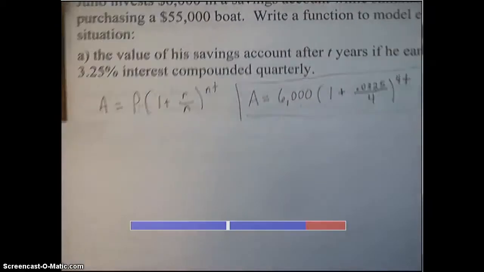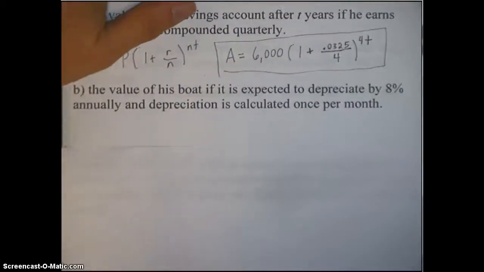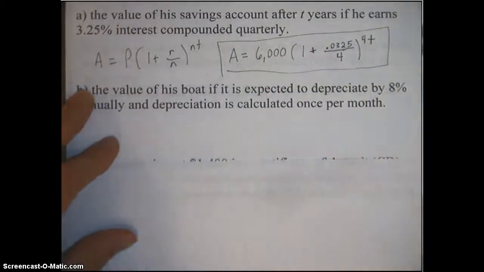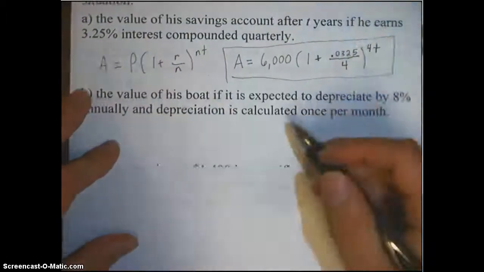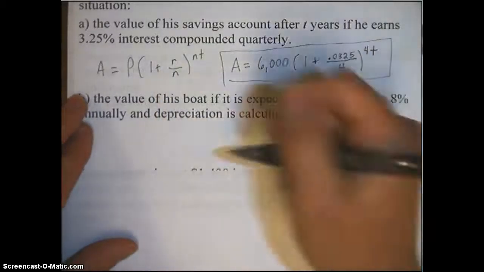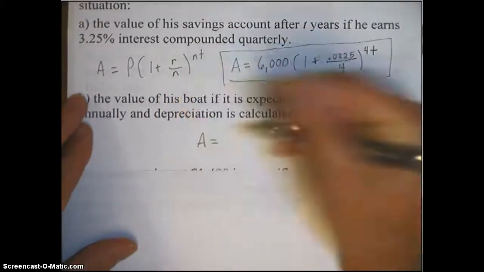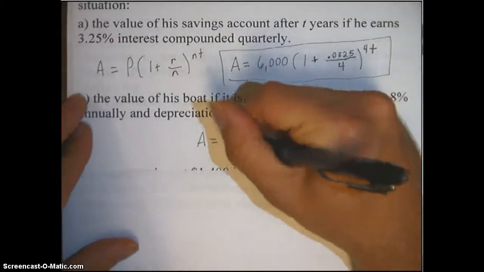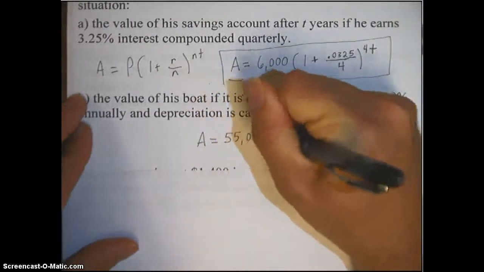Let's talk about his boat, because now we're not talking about appreciation. He's not getting more money. He's put money in his boat and it's depreciating every year. Depreciating means it's losing value. So the key difference here is instead of having a plus, we're going to have a minus. I'm still going to have the A. The amount he spent on the boat is $55,000. That's the starting amount.